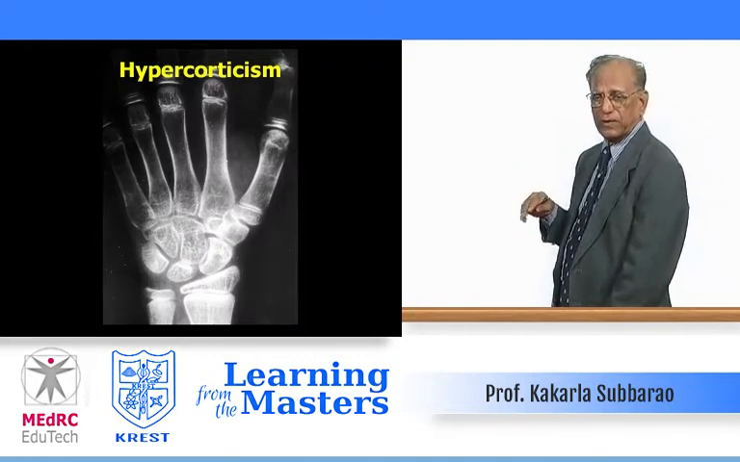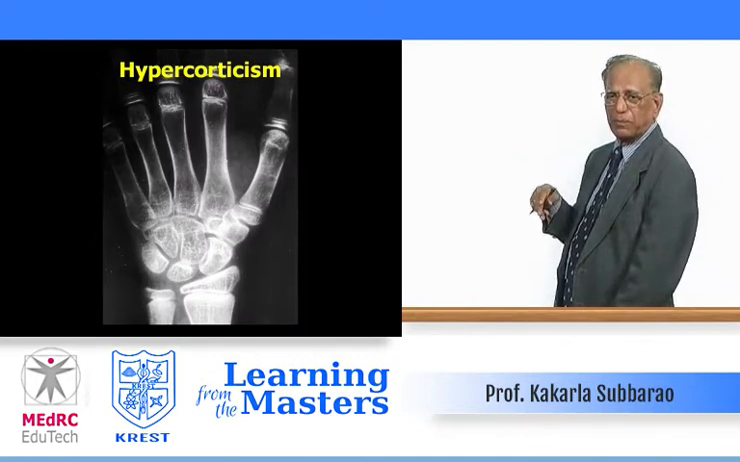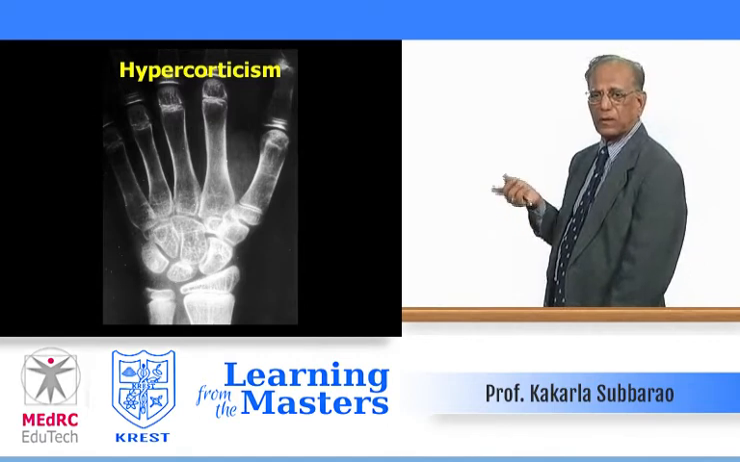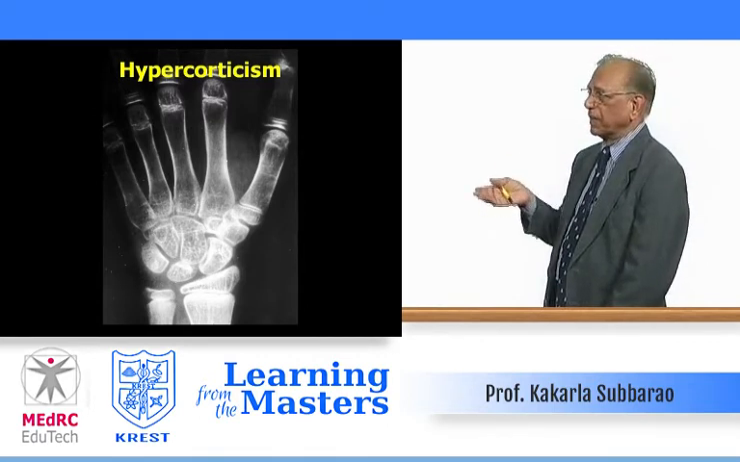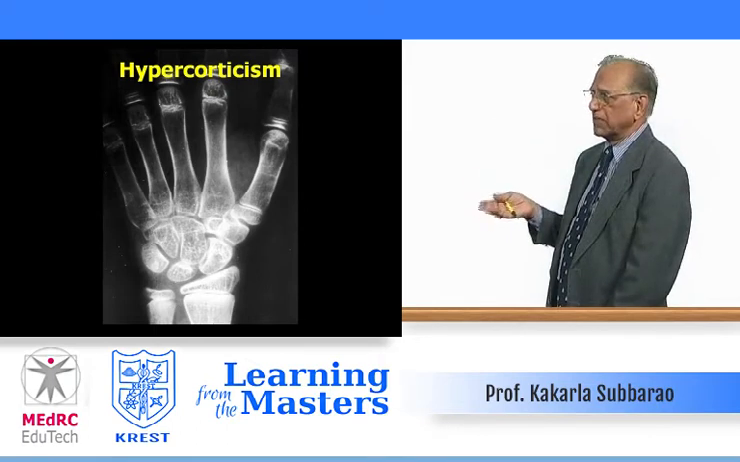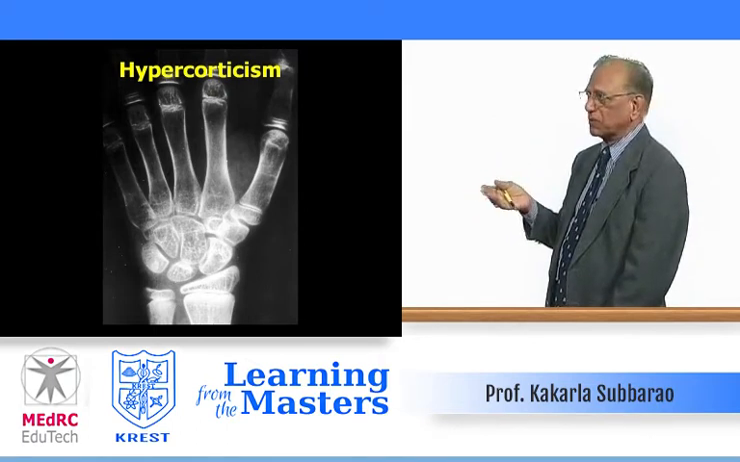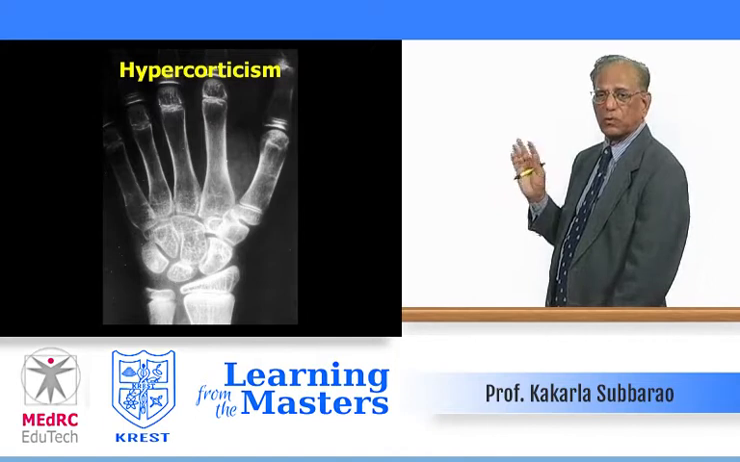Hypercorticism, either secondary or primary. Primary in the sense there may be a cortical tumor, secondary due to corticosteroid therapy. In hypercorticism, there is advanced maturation of bones, and marked osteopenia or osteoporosis of the bones.